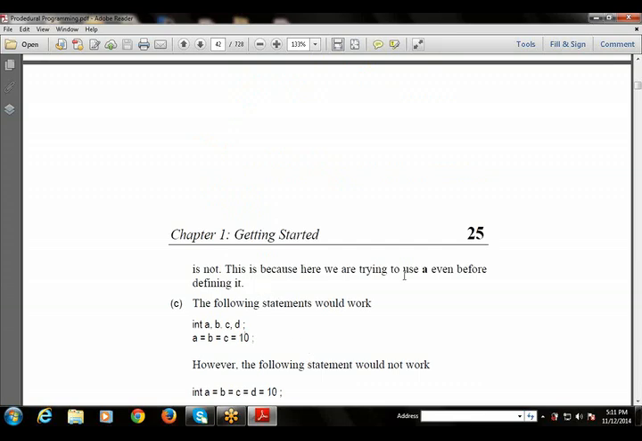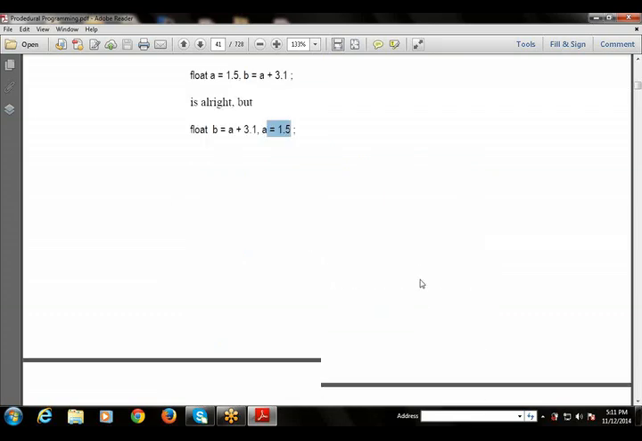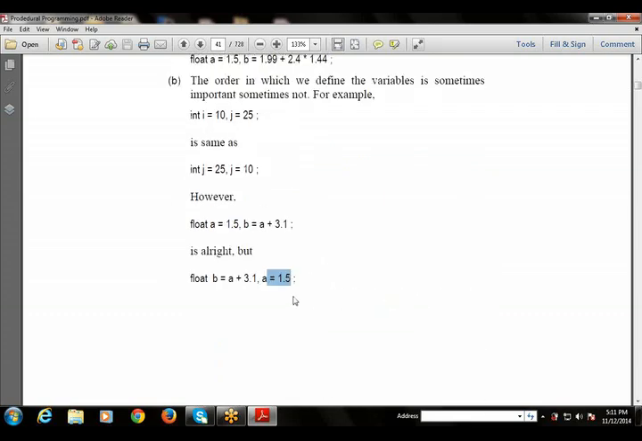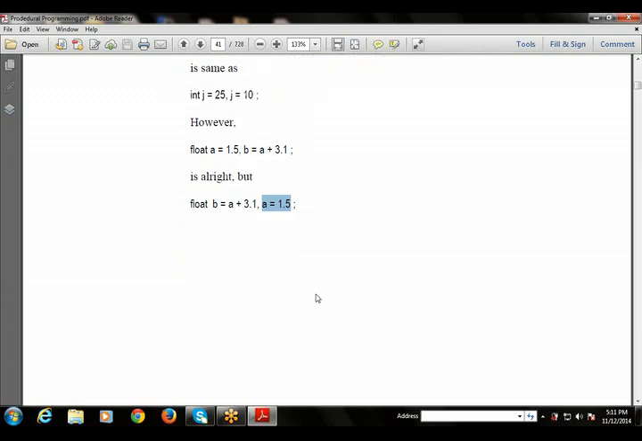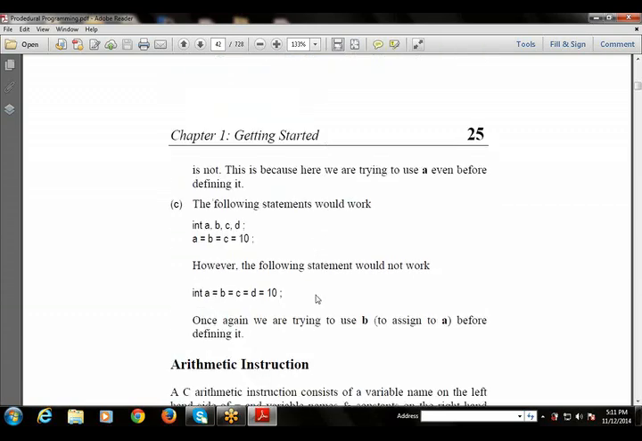Why? Because we are trying to use a even before defining it. That is, a is not defined first of all, but I'm using it. It is defined after. So this is the most important point: first of all the variable should be declared, then it should be used in any other expression.